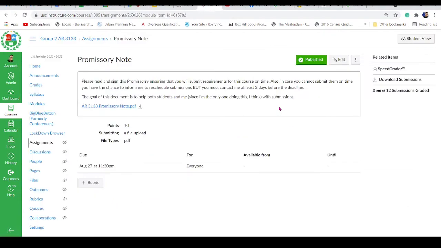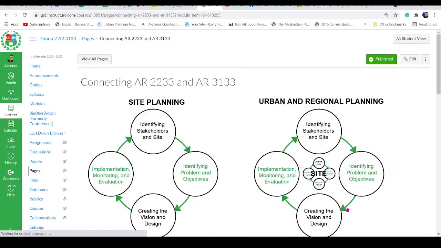So class policies, we discussed that. So what is this promissory note thing? Basically, it's a note that says you will submit things on time, but if you can't submit them on time, you notify me at least 3 days before the deadline. This is just so it's easier to keep track of your submissions. Nobody will be INC, just better record keeping in general. This should help both you and me: you will have better grades, and I have an easier time checking.